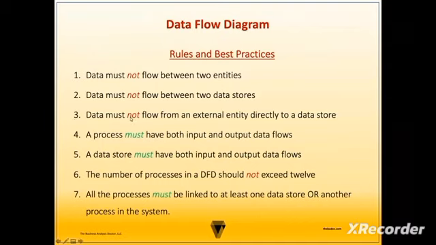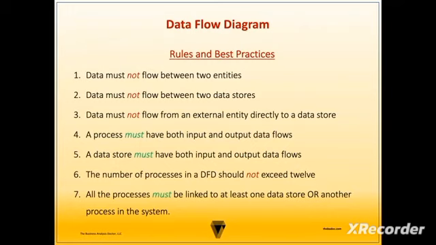Next, data must not flow from an external entity directly to a data store. Data flow from an entity must be transformed by a process before going to a data store and vice versa. A process must have both input and output data flows. Every process must have input data flows to process the data and an output data flow for the processed data. Next, a data store must also have both input and output data flows. Every data store must have an input data flow to store the data and an output data flow for the retrieval of the data.